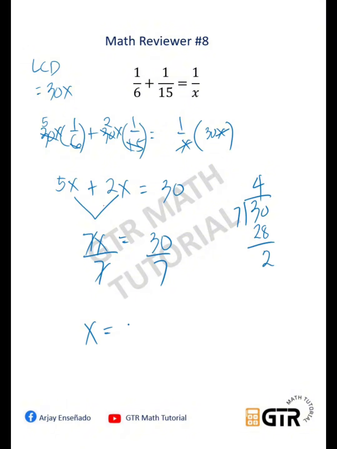So therefore, the mixed number is 4, and then we have 2 over 7. So the value of x is 4 and 2 over 7.